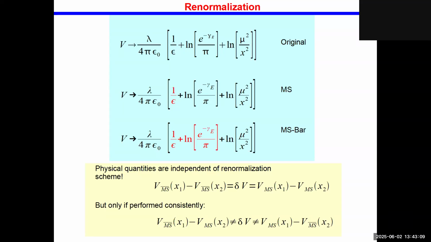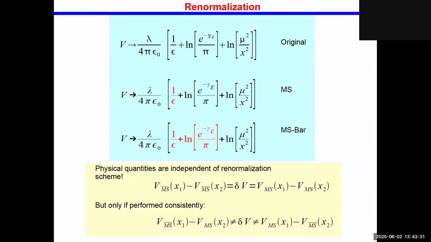Okay, and then somebody else comes along and says, well, this Euler constant, this pi, appears over and over again. Let me get rid of that too. Okay, and that's somebody else's renormalization scheme. We'll call that MS bar. And so I've just used different references for the potential, but because that's not physical, I can do that.